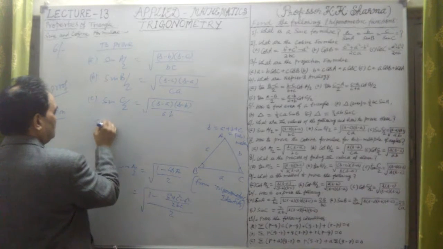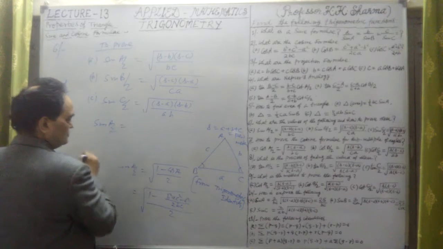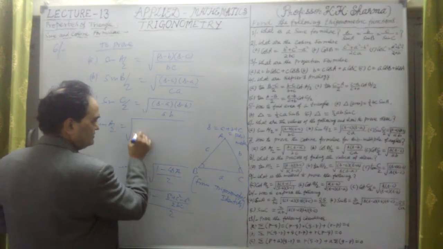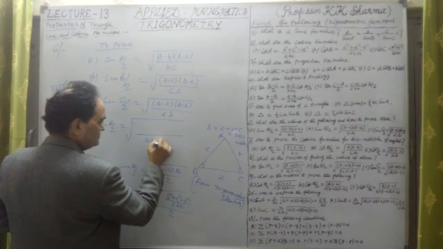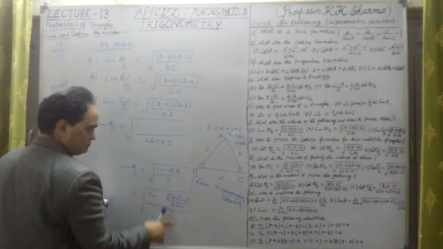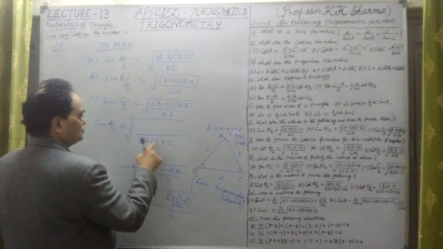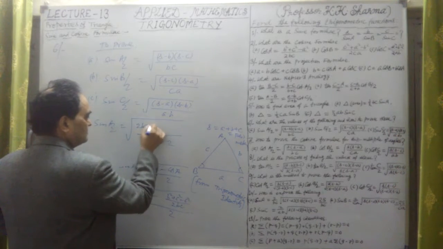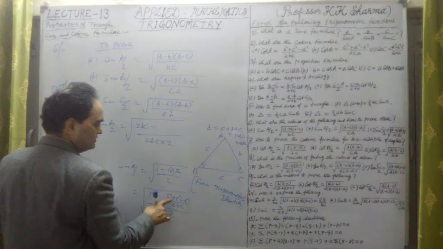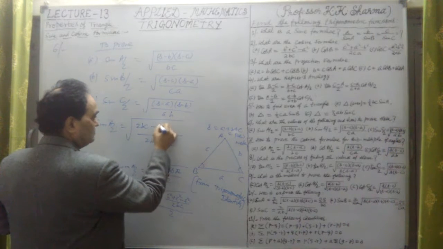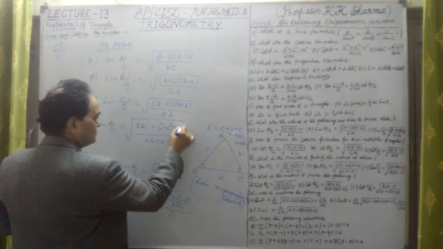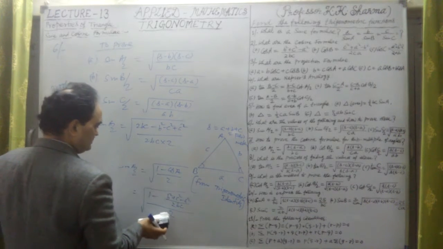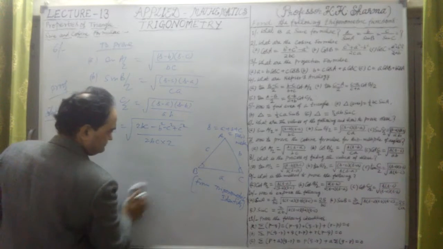So sine a by 2 is going to be the square root of twice bc. I have taken the LCM, and that twice bc will multiply 2, which is in the denominator. Twice bc and 2 multiplied, and this twice bc comes here minus, if I open the minus sign, the numerator will be minus b square minus c square plus a square. It will be like this. Let me take this further.